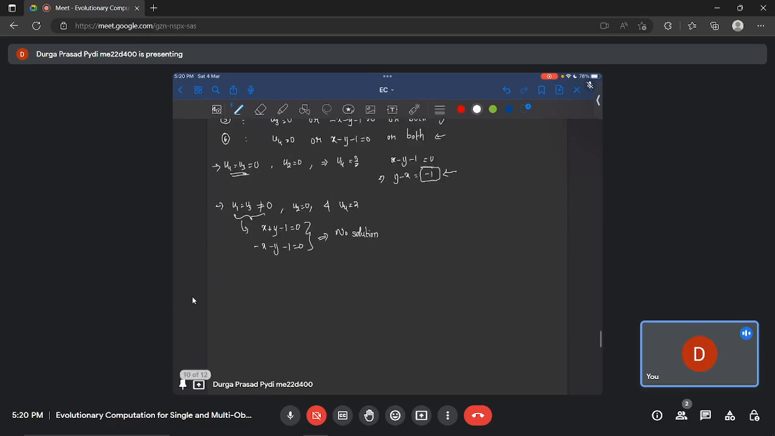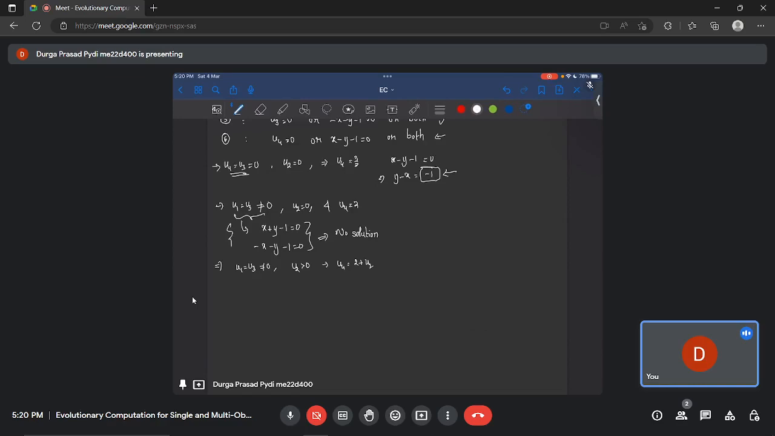Similarly, you can have other scenarios. Let's say the other case, u1 equal to u3 not equal to 0, and u2 is some finite value greater than 0, which gives you u4 as a positive value of 2 plus that finite value of u2. Even this solution will lead you to the same equations, x plus y minus 1. So this also leaves you in the same problem.